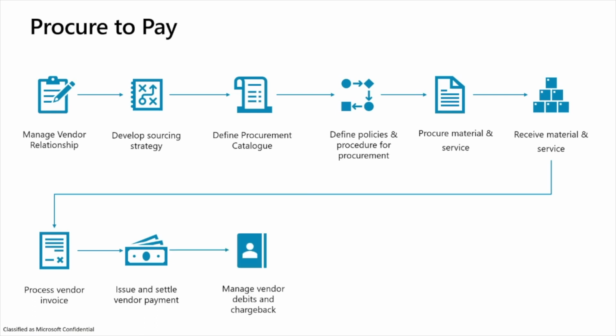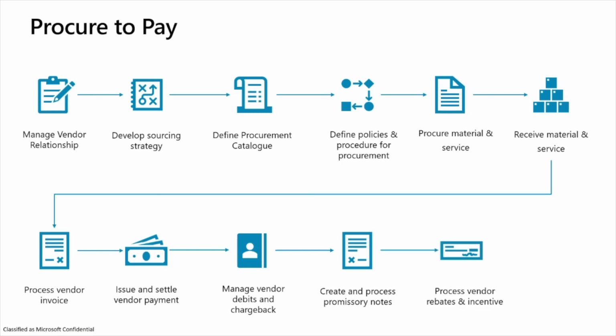Manage vendor debits and chargebacks. This business process area involves reconciling discrepancies in invoices, issuing debit memos, and managing chargebacks in accordance with contractual agreements. It also includes the process of returning products to vendors and disputing charges from vendors. Create and process promissory notes. This business process area involves creating and managing payment terms and schedules for purchases made on credit.